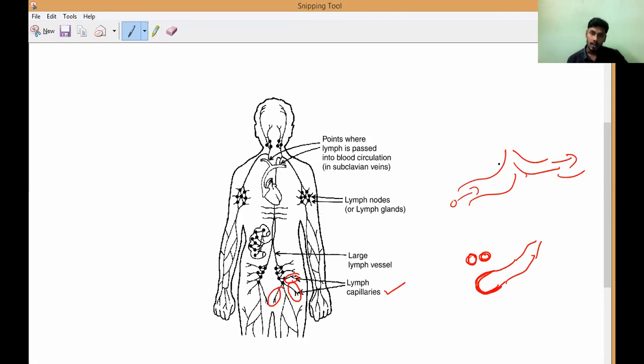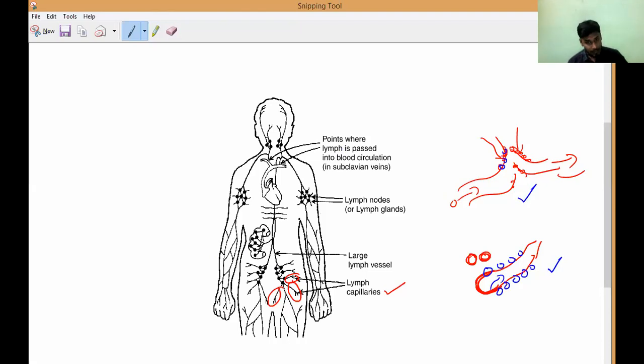Next, blood capillaries have small pores on their surface, so that large protein molecules cannot enter. But lymph capillaries have large pores compared to the pores on blood vessels. The size of the pores is a little bit larger, so that large protein molecules also easily enter into the lymph capillary. Correct? So those are the two ways we can separate blood capillaries and lymph capillaries.